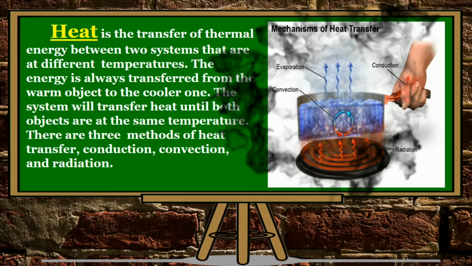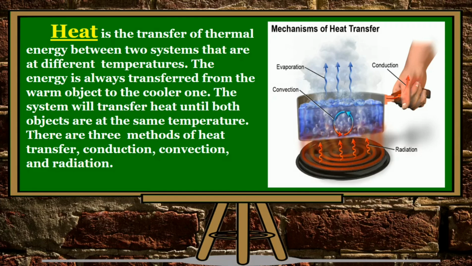Heat is the transfer of thermal energy between two systems that are at different temperatures. The energy is always transferred from the warm object to the cooler one. The system will transfer heat until both objects are at the same temperature. There are three methods of heat transfer: conduction, convection, and radiation.